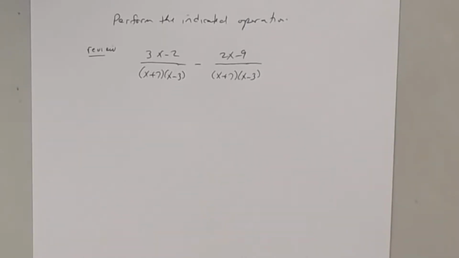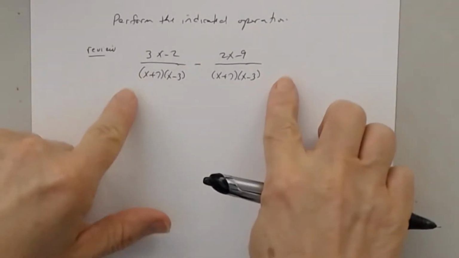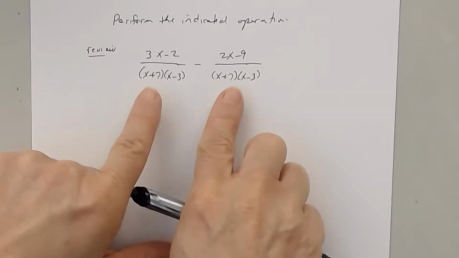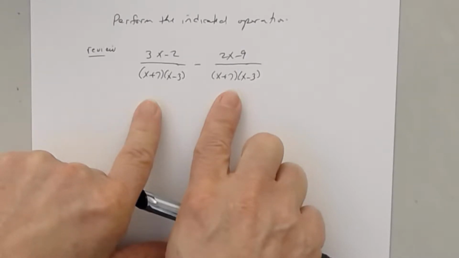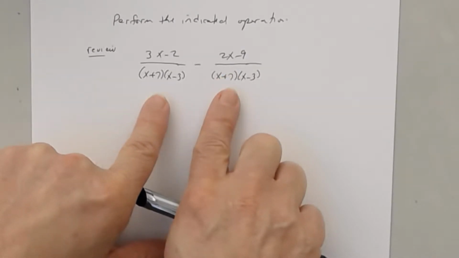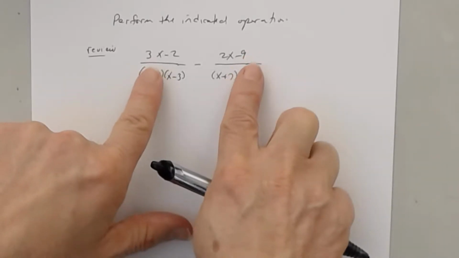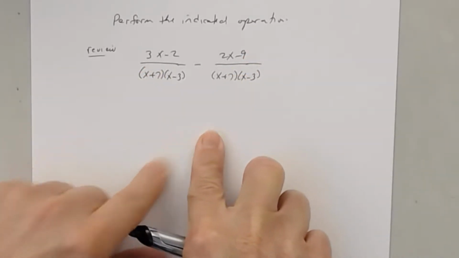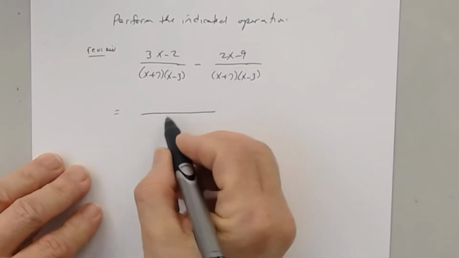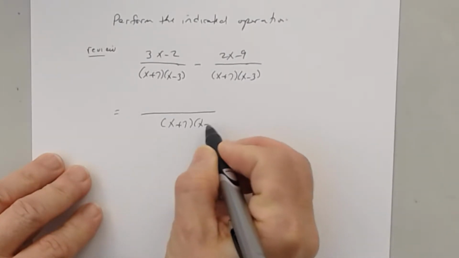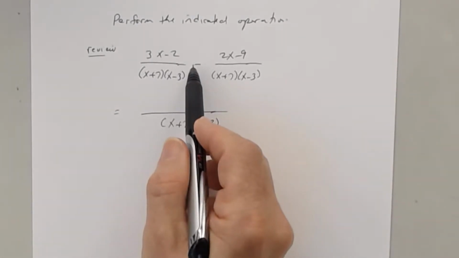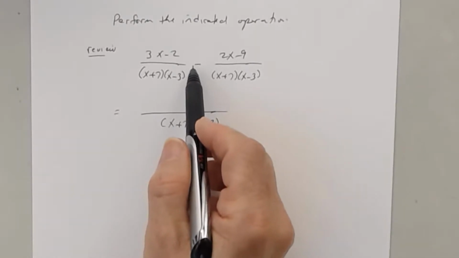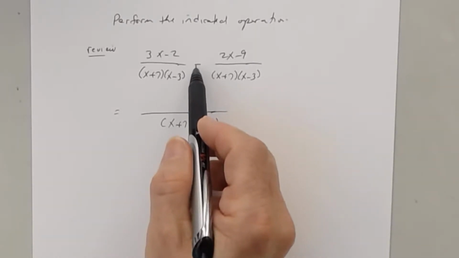So remember, when adding or subtracting rational expressions, before you can combine them as one, the denominators have to be alike. In this case, they are. So since they're like denominators, I can write those two rational expressions as one. In other words, my denominator will be (x + 7)(x - 3). Now let's talk about the numerator. If you're adding, it's not that difficult to deal with. It's subtracting that you have to be careful with.